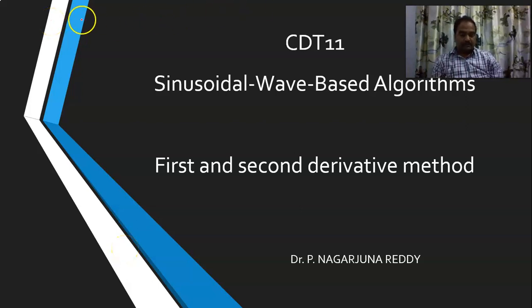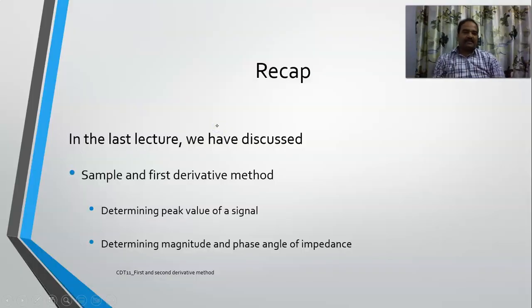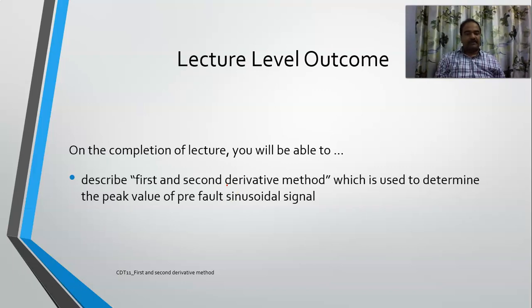Now we will discuss the first and second derivative method, which is an extension of the previous sample and first derivative method for determining the peak value of the signal. We have seen in the last video lecture how the sample and first derivative method can be employed to determine the peak value of a signal and also the impedance of the given system. In this video lecture, we will go through the first and second derivative method.